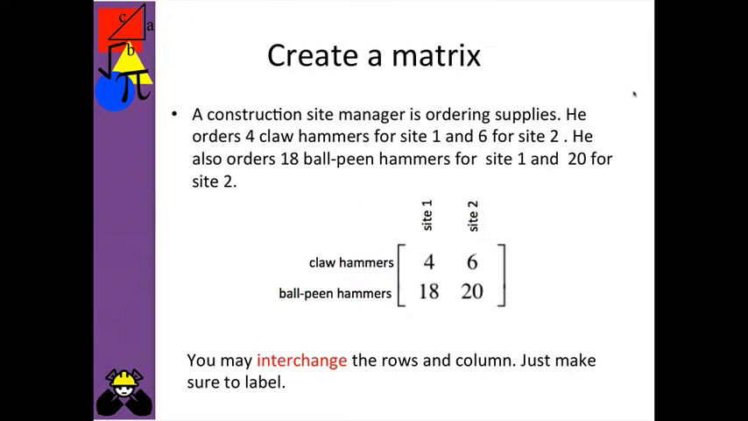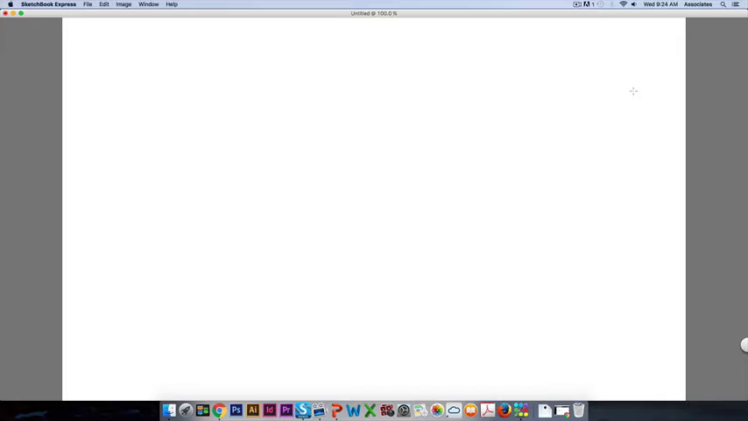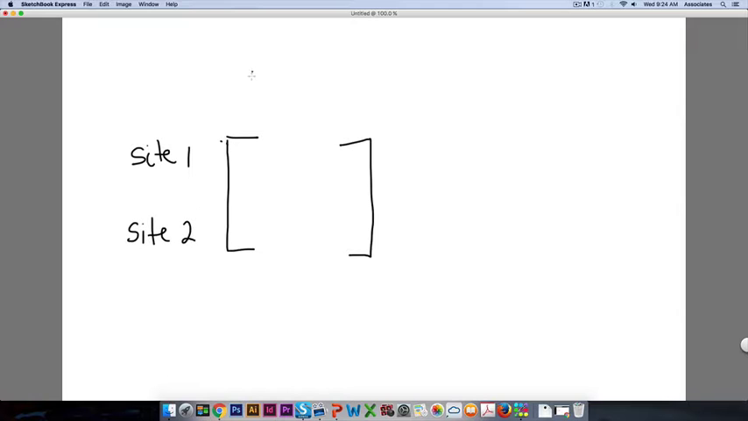So let's go real quickly to our slate, and I'll show you what I mean. Get to the right page so I have the numbers. So what we could have done was we still would draw a matrix. And instead of being the hammers, I'm going to put this as site 1 and this is site 2. This would be claw hammers. These would be ball peen hammers.